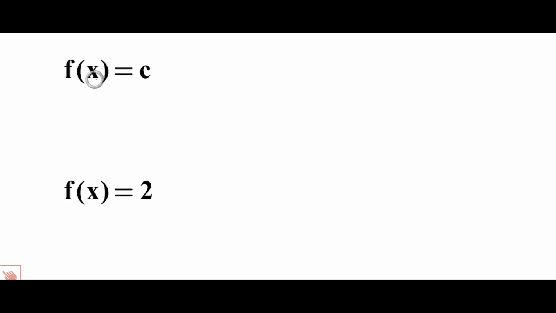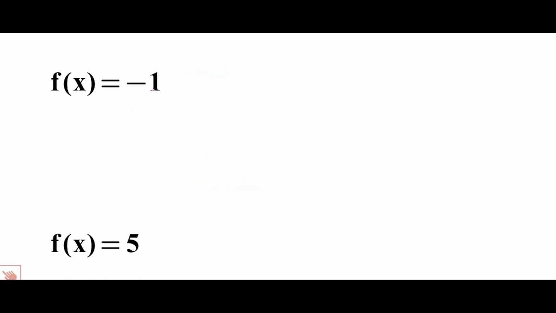That means if f of x is equal to c, then f prime of x, the derivative of f of x, is 0. For example, if f of x is 2, then f prime of x is equal to 0. If f of x is equal to minus 1, the derivative is 0. If f of x is 5, then f prime of x is 0.